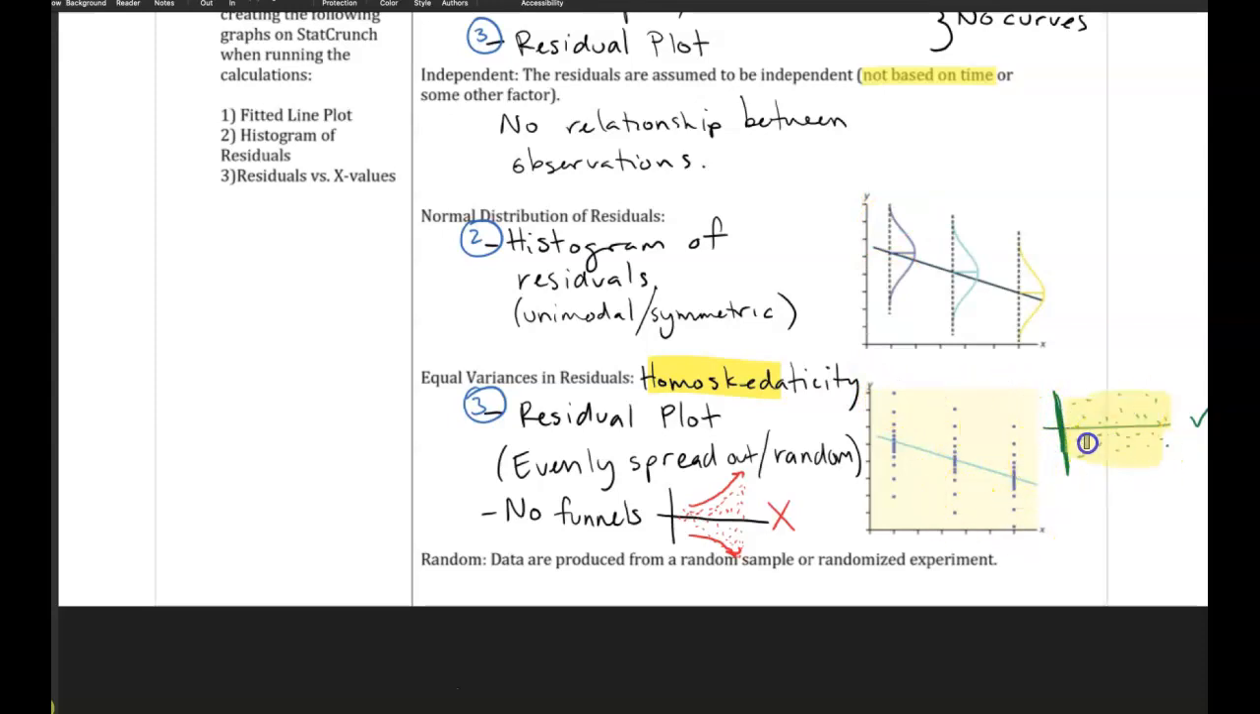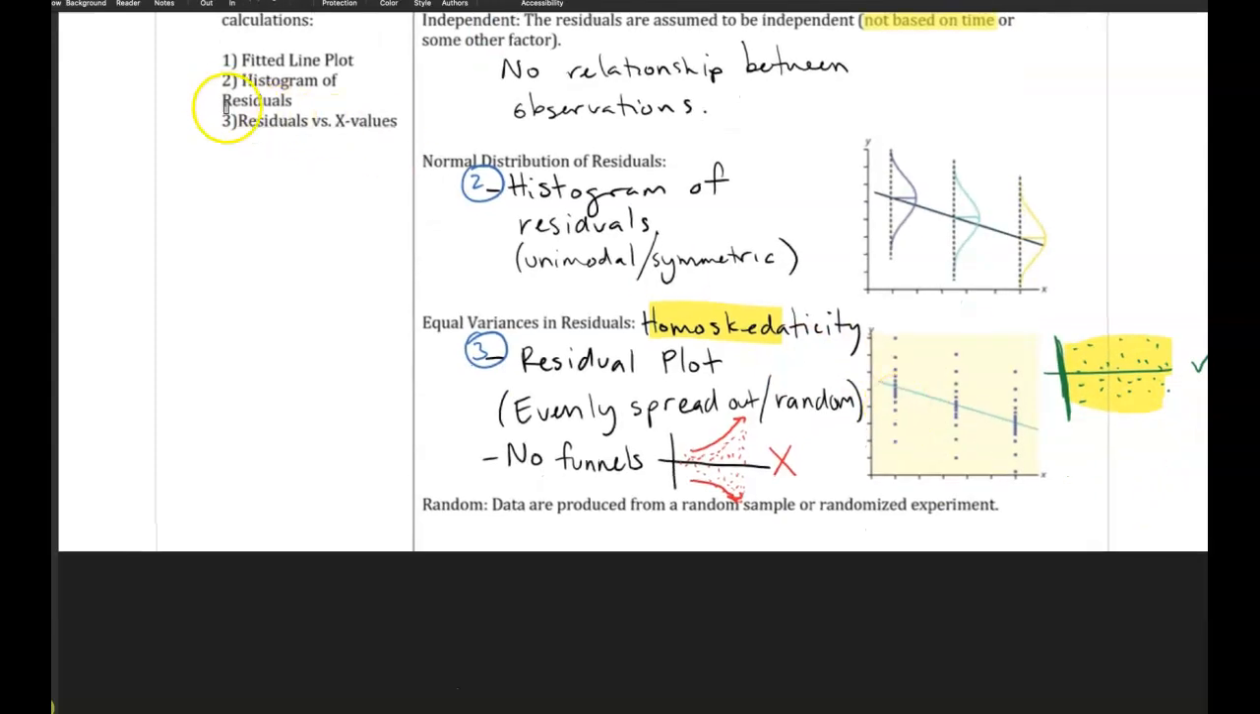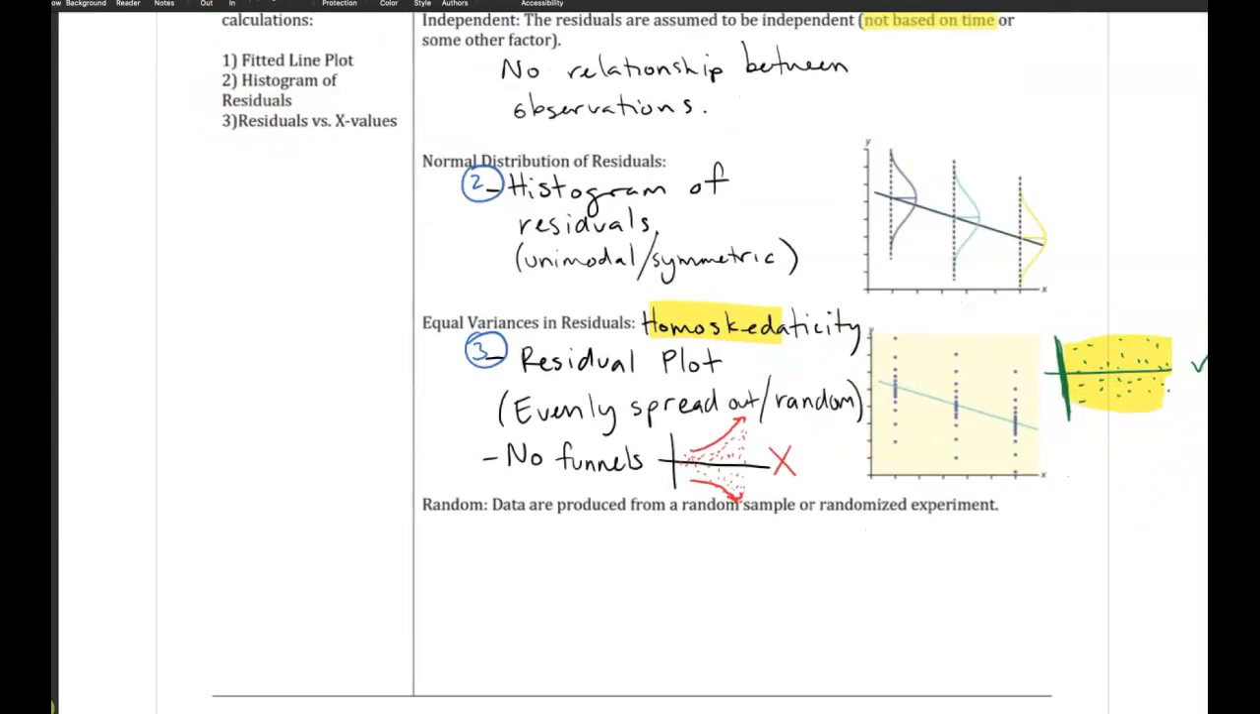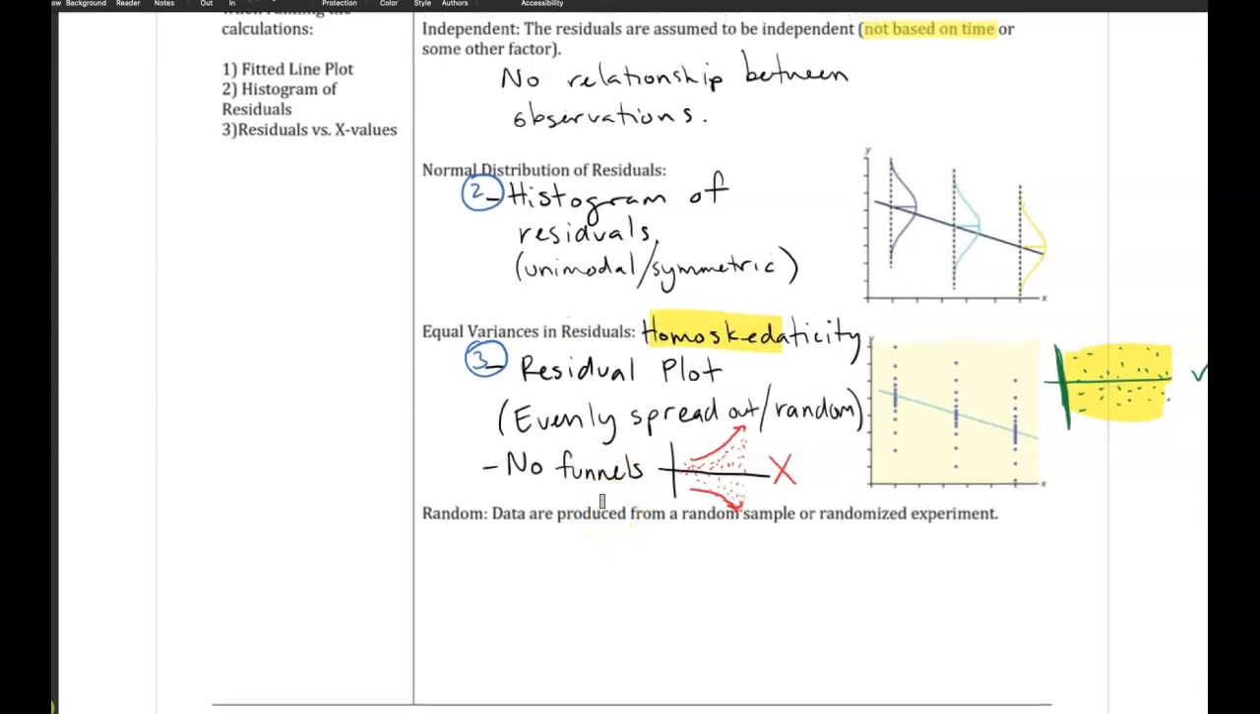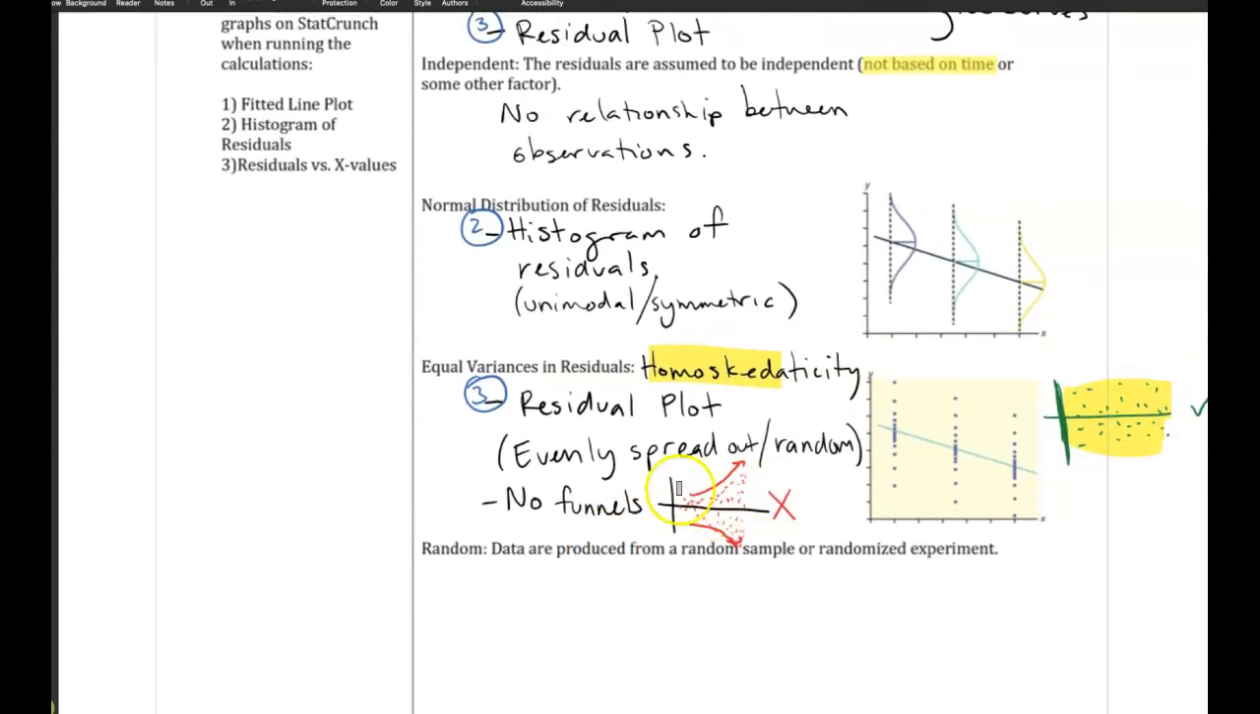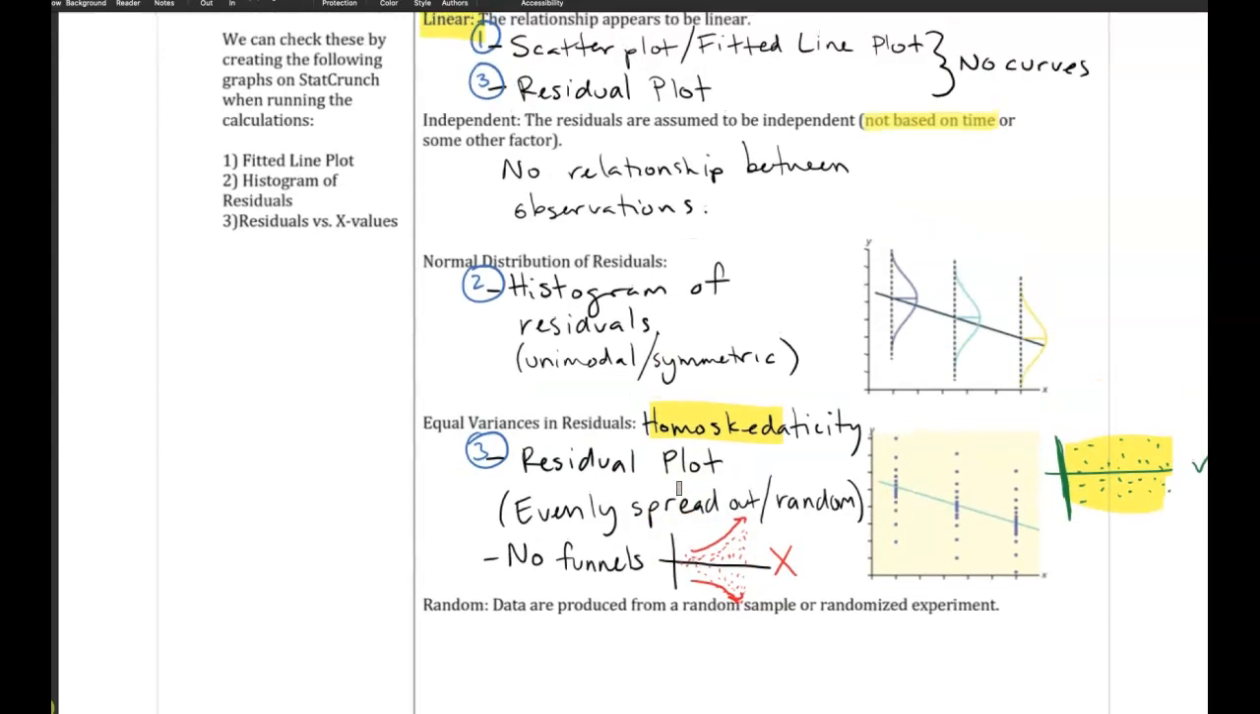And then you'll get a residual plot when we look at the residuals to see how they actually are related. They'll be kind of scattered around. And of course, we want to make sure that the data are produced from a random sample or some randomized experiment. And again, this is what allows us to go ahead and run a hypothesis test.